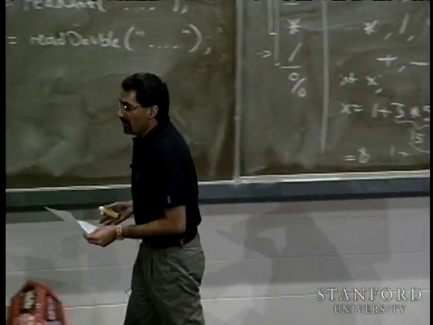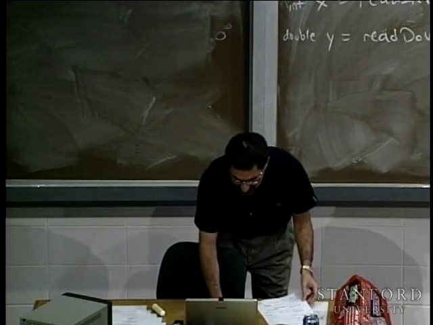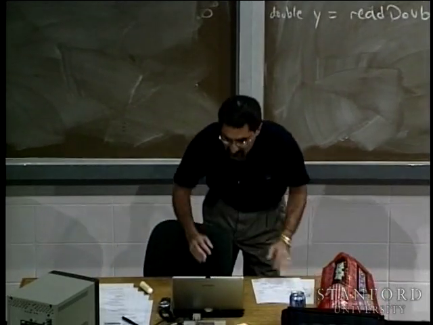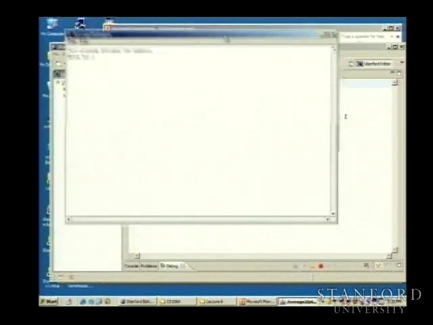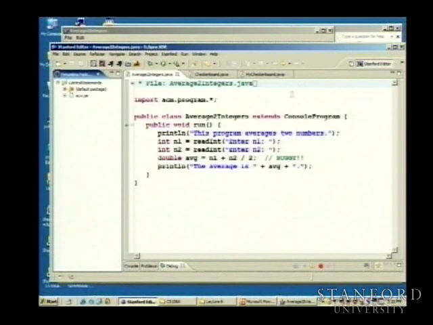Okay? So if we go to the computer for a second, we can put this all together in a little program and actually see what's going on. So I wrote a little program that averages 2 numbers, and it's running right now. I'll show you the text for that program over here. So here's the program, average 2 integers. I read in one integer from the user. I read in another integer from the user.